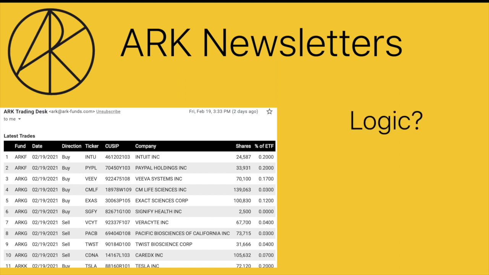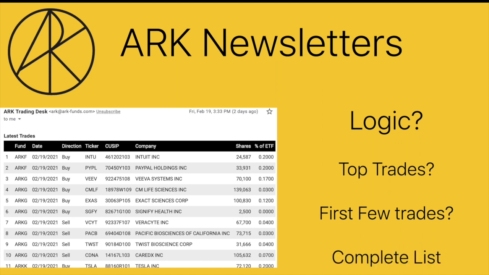Now, what's the logic behind this newsletter? How do they pick the ones that they show in the emails? I have no idea. Could it be top trades? Maybe sometimes, I'm not sure. Could it be the first few trades that they did, the first n number of trades? Maybe sometimes, I'm not sure about that either. Is it a complete list? Most of the time, no. That's what I've seen. It's not a complete list.